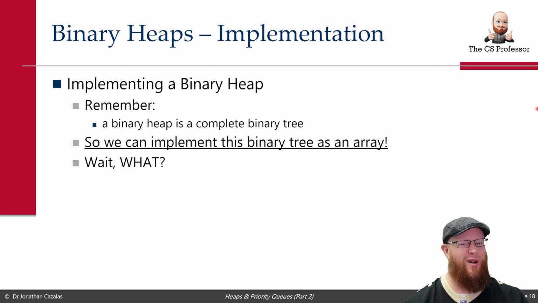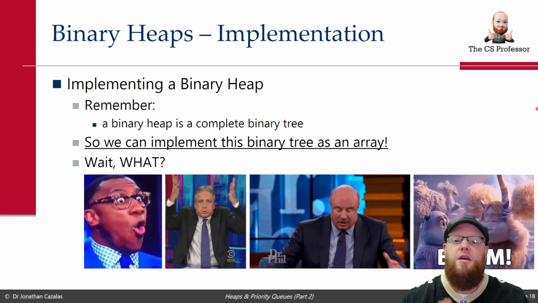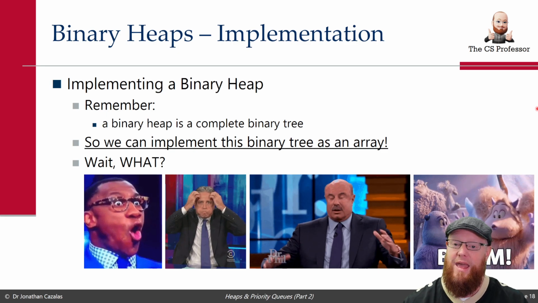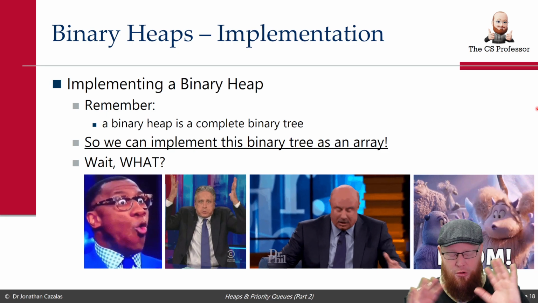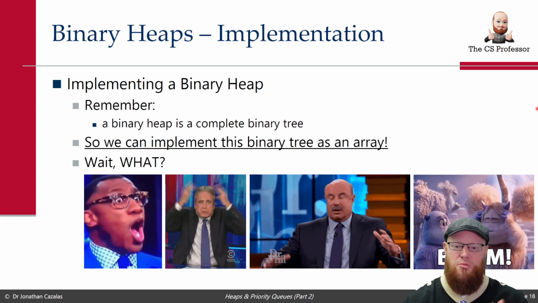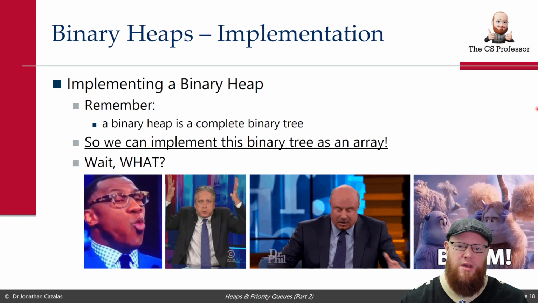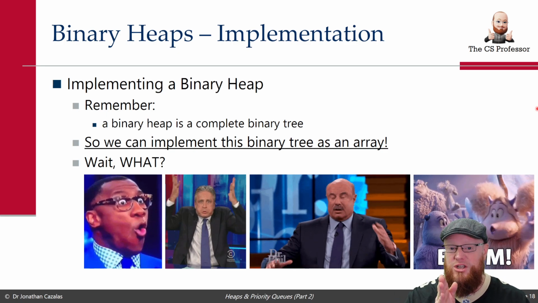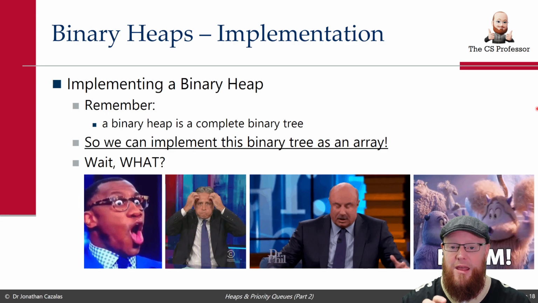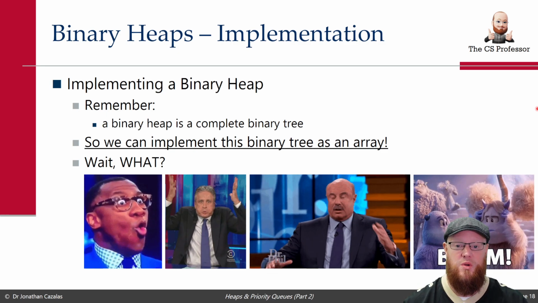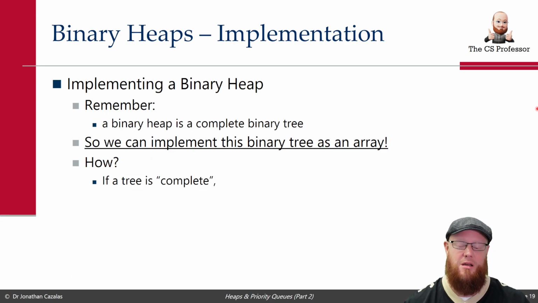Like, wait, what? You can implement a complete binary tree as an array. Remove heap from the discussion, remove the min heap, max heap, the ordering property, the invariant, remove all of that. Just think about a complete binary tree. You can implement a complete binary tree as an array. The question is how? Well, let's talk about it.